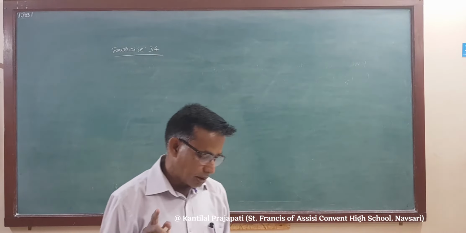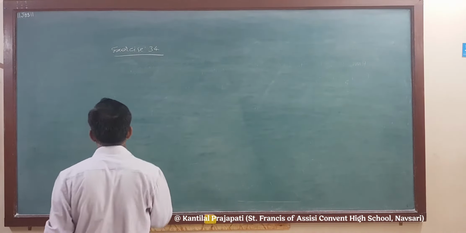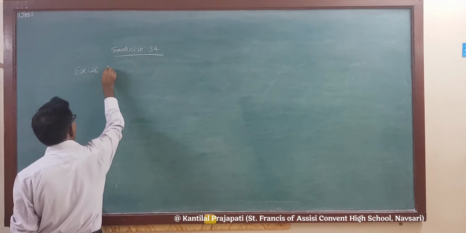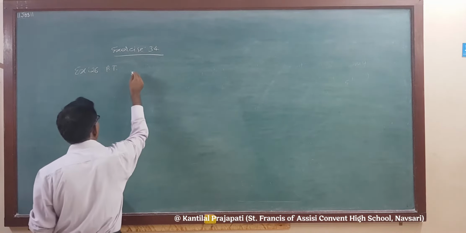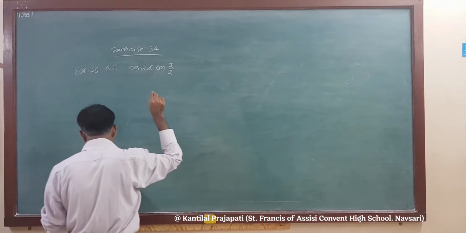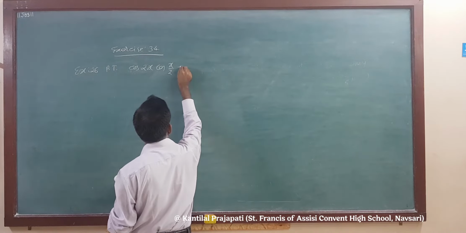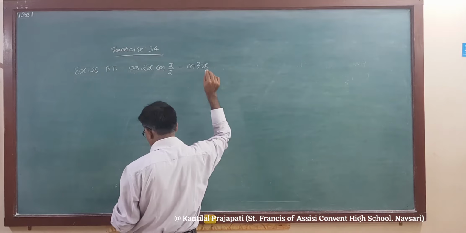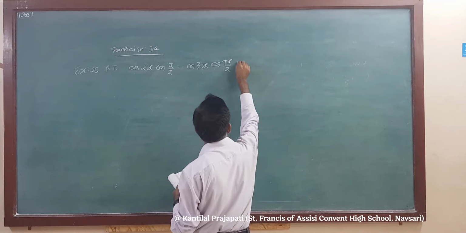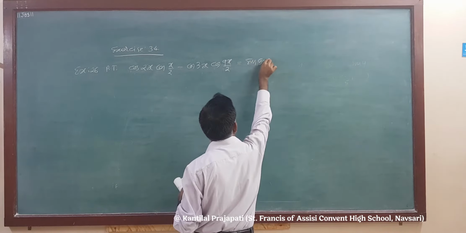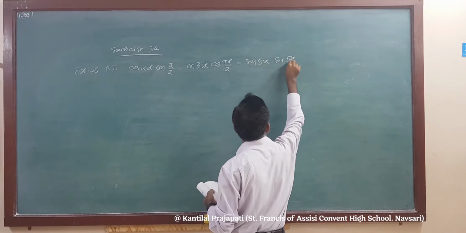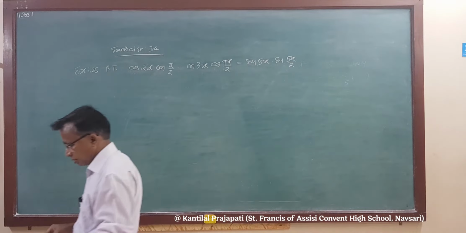Now, miscellaneous example number 26. Example 26: Prove that cos 2x cos(x/2) minus cos 3x cos(9x/2) is equal to sin 5x sin(5x/2). Prove this.